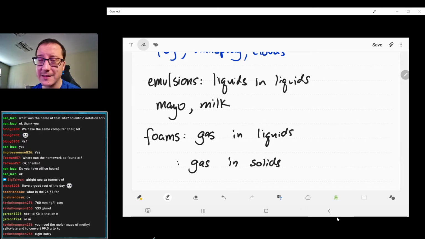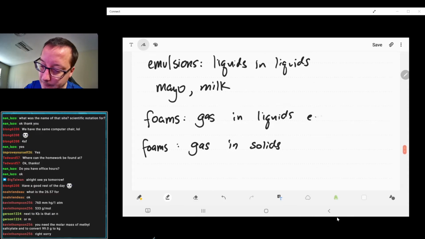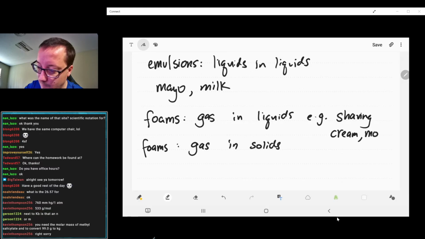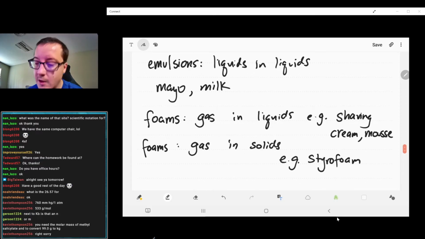These are technically, you could call them foams also. For example, this would be like shaving cream or mousse. For a gas and a solid, that would be something like styrofoam, where you have air particles trapped within a solid, and you get that light, fluffy kind of idea.